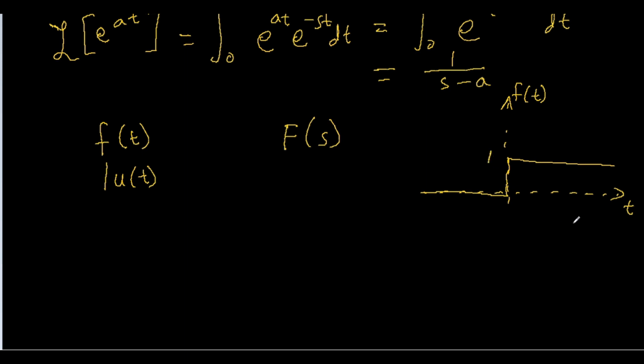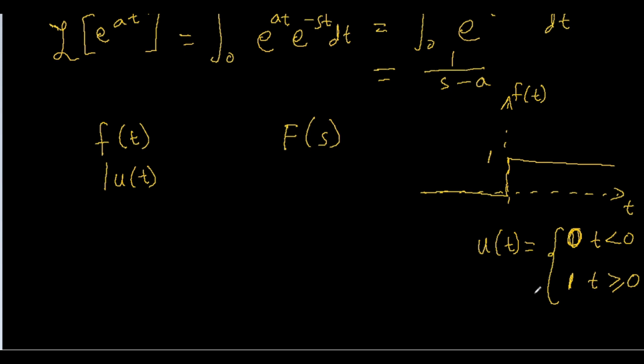So in other words, okay, maybe I shouldn't have bothered drawing this. Let me just simply write it out in mathematics. This is the best way to define this function. So u of t is equal to 0 for time t less than 0, and is equal to 1 for time t greater than or equal to 0. Okay, so that's my u of t.